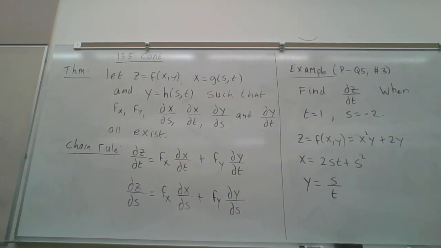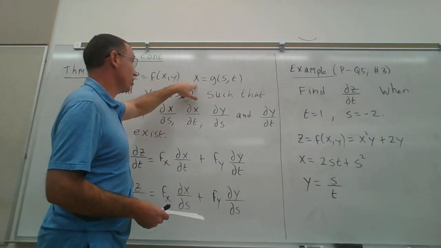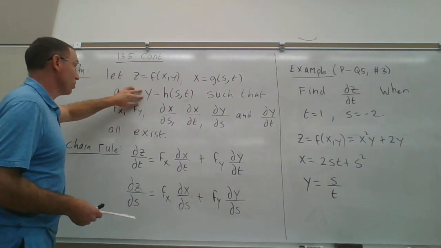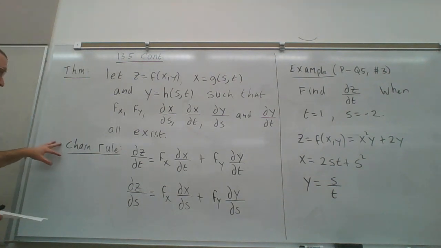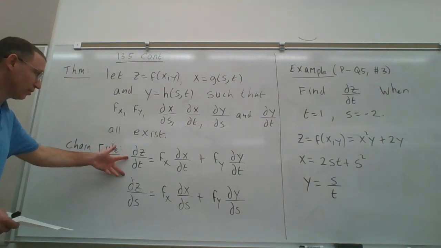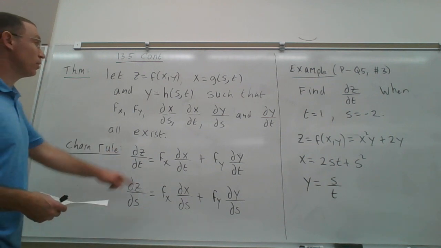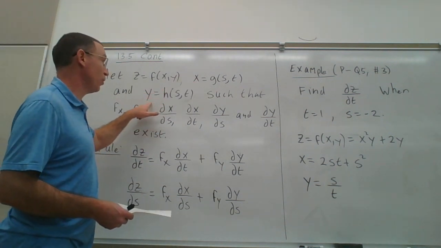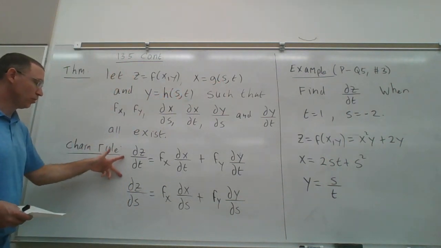Okay, so this is 13.5 continued. So here's a generalization of theorem 10. We're not going to prove it, but it says if z equals a function of x and y, x is a function of s and t, y is also a function of s and t, and all the partial derivatives exist, then a chain rule can be written like this. So you can see this extends theorem 10. In theorem 10, both x and y were functions of t only. This time they're functions of s and t. So it looks similar to theorem 10.